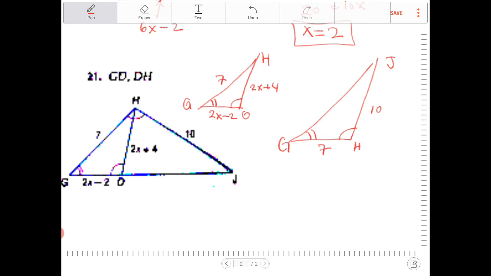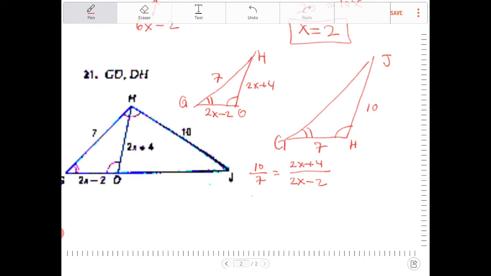Okay, so I can then set up 10 over 7, or actually, yeah, I can do that. 10 over 7 is to 2x plus 4 over 2x minus 2. I can cross multiply, and I end up with, well, before I do, I notice that there's a common factor between 2x plus 4 and 2x minus 2. And if I divide both the top and bottom by 2, I'll end up with x plus 2 over x minus 1. See how it makes the computation just that much easier?